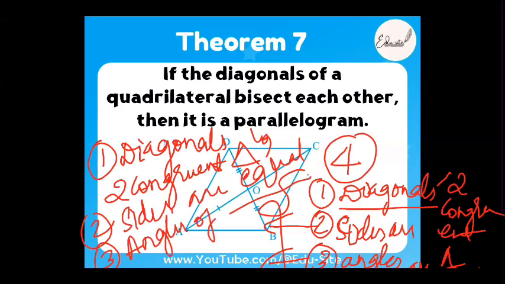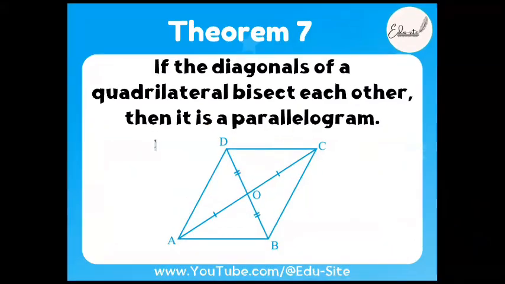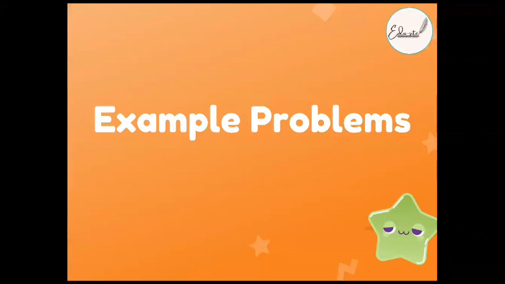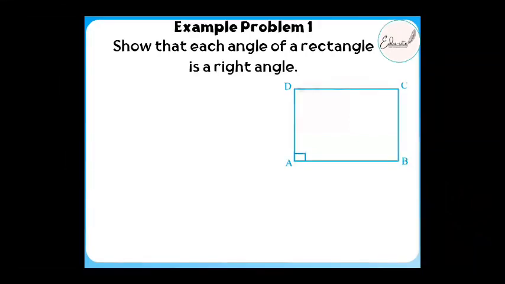What is the fourth theorem, Laiba? Diagonals bisect each other, correct? This is the fourth theorem. That's all. We have four major theorems here. The first one was the diagonal divides it into two congruent triangles. The second one states that the sides of the parallelogram are equal. Then the angles of the parallelogram are equal, and then we had proven that the diagonals bisect each other, correct? Okay, then we have studied all the five example problems, right?